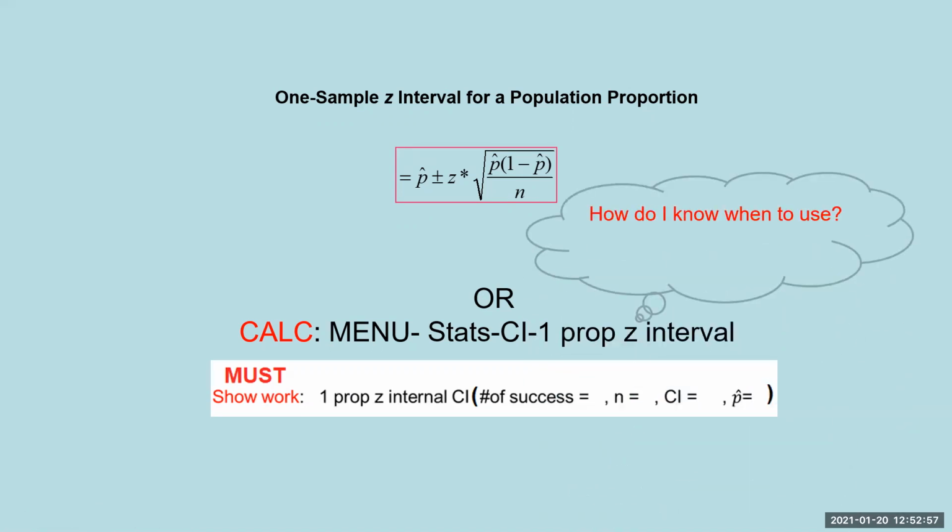So how do I know when to use it? Problems will say proportion or use p hat. So you know it's a one prop proportion if it says the word proportion, or it actually gives a p hat.